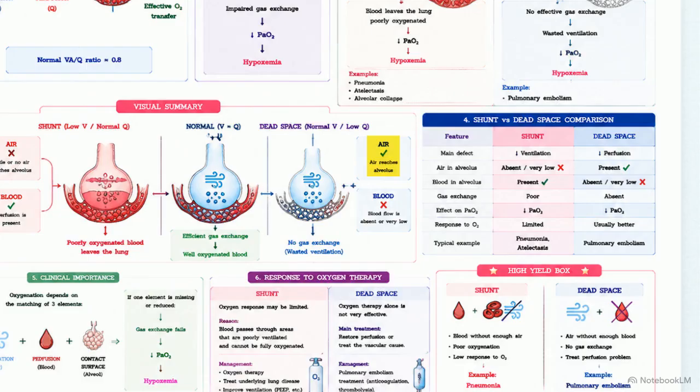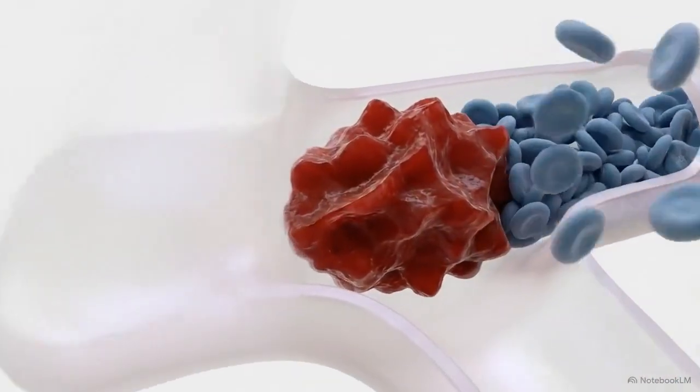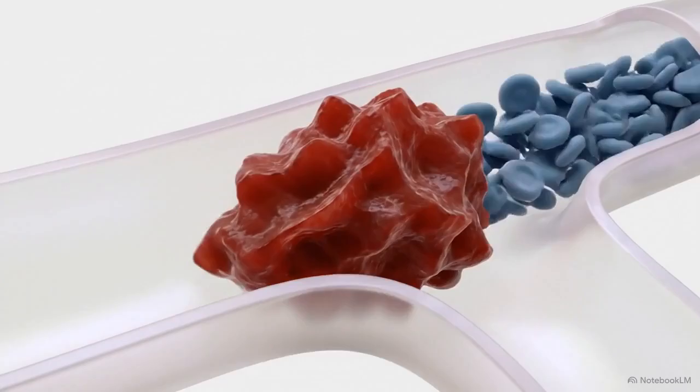The dead space effect is the exact opposite. Air reaches the alveolus perfectly, but a vascular blockage prevents the blood from arriving. The ventilation happens, but without blood to receive the oxygen, the effort is entirely wasted. This wasted ventilation is the hallmark of a pulmonary embolism, where a clot physically blocks the pulmonary artery.